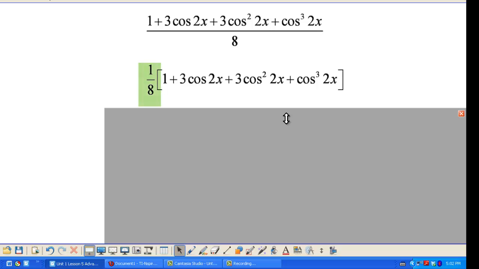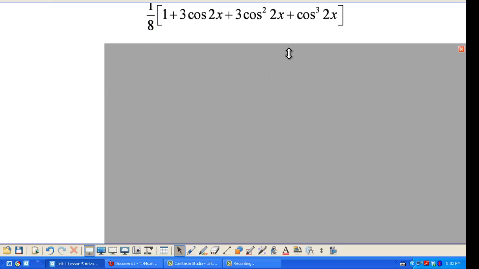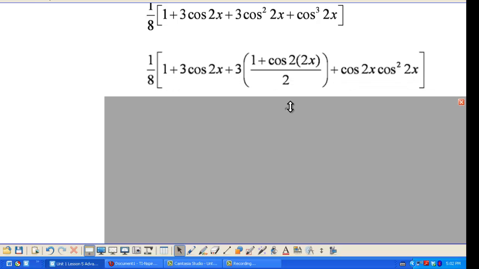I factored out a 1/8, or I just basically rewrote the expression differently so that it makes my life a little bit easier in upcoming simplification steps. Okay, next, I substituted cosine squared 2x with the power reducing formula 1 plus cosine of 2, and since I had a 2x before, not a regular x before, I'm substituting that in over 2. Then I wrote the cosine cubed of 2x as the cosine of 2x times the cosine squared of 2x, because cosine to the 1st power times cosine to the 2nd power, I could add those together to get cosine cubed.